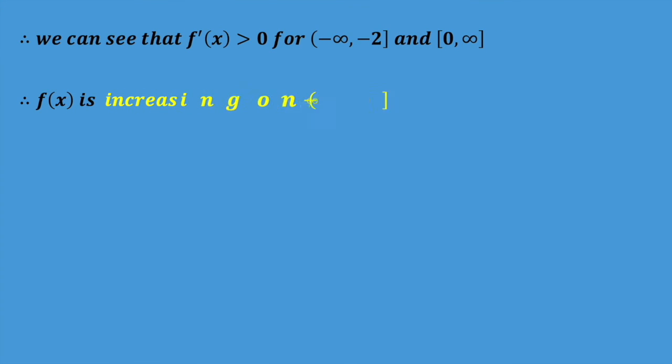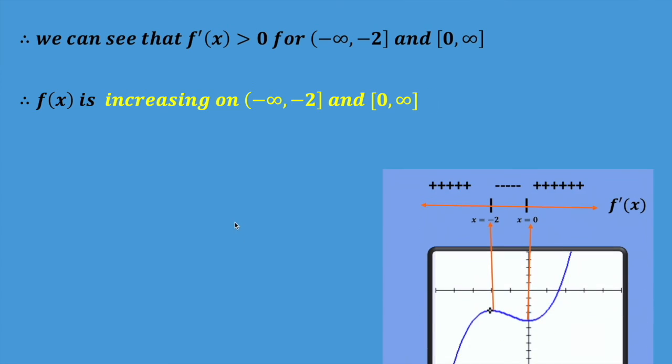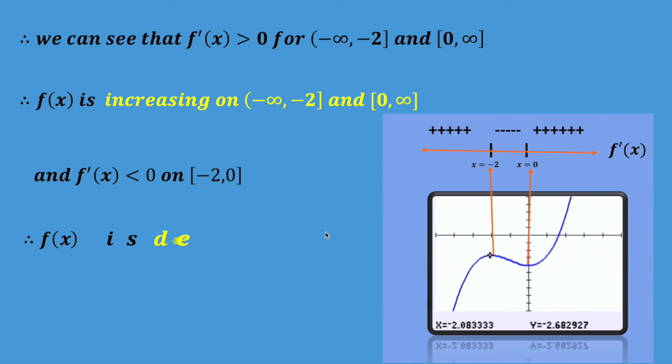So we can see that the gradient is positive for negative infinity to negative 2 and 0 to infinity. So therefore we can say the curve is increasing for these intervals, and we can see in the graph also, from negative infinity to negative 2 the sign of the gradient is positive. For 0 to plus infinity, the sign of the gradient is positive, so the curve is increasing for these two intervals. However, in between negative 2 to 0, the gradient is negative, so therefore the curve is decreasing for this interval.